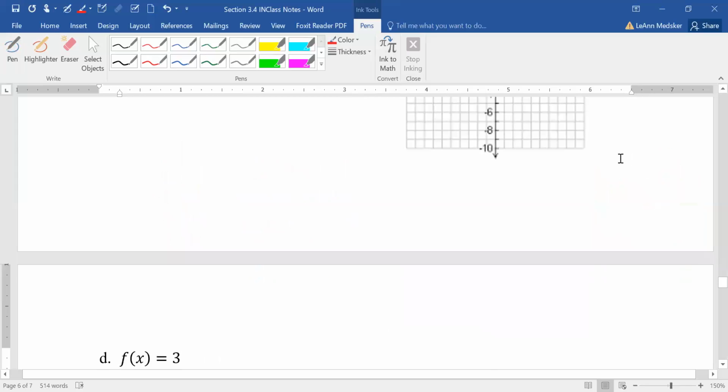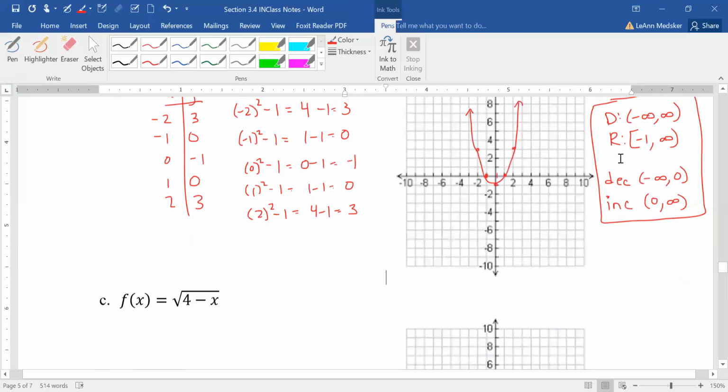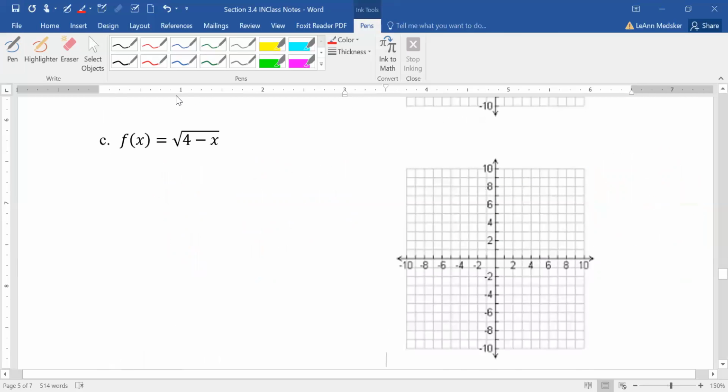Okay, we have just 2 more of these. So this is the square root of 4 minus x. I can use what I've learned about domain from previous parts of today to figure this out before I do a table. I know that 4 minus x has to be greater than or equal to 0. So I could either add the x over, which is what I'm going to do, or I could subtract 4 and then divide by -1.